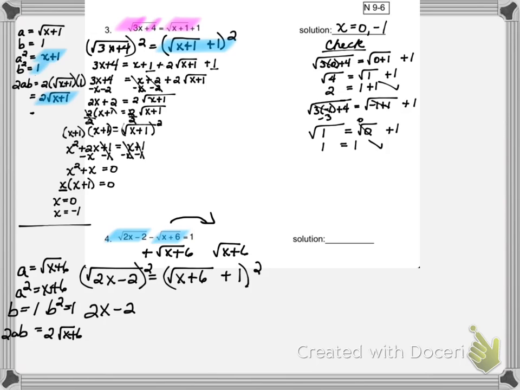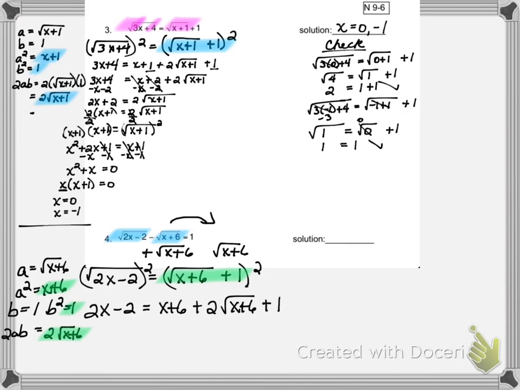Okay, so for squaring, and again I'm going to color code a little bit, we need a squared, we need b squared, and we need 2ab. And that's going to be the multiplication for that binomial on the right side of the equal sign. So what we're going to end up with is x plus 6 plus 2 times the square root of x plus 6 and then plus 1.